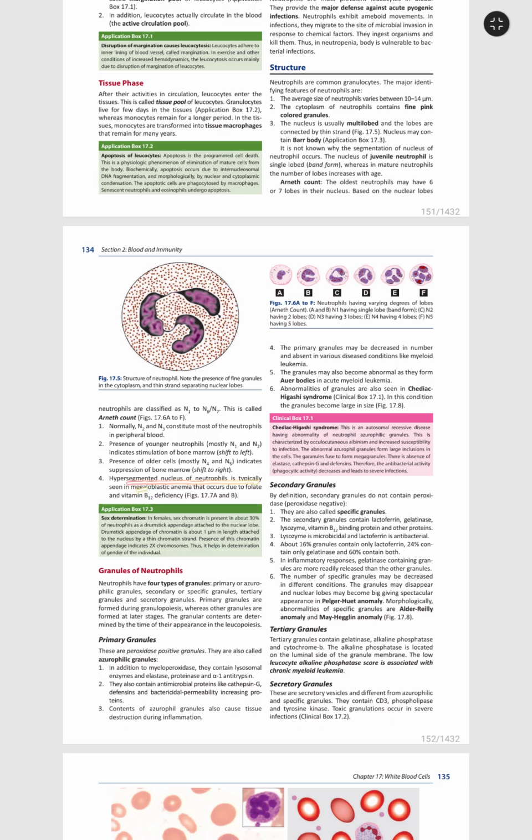Hypersegmented nucleus, typical of megaloblastic anemia, occurs. Neutrophil granules are of four types: primary, secondary, tertiary, and secretory granules.